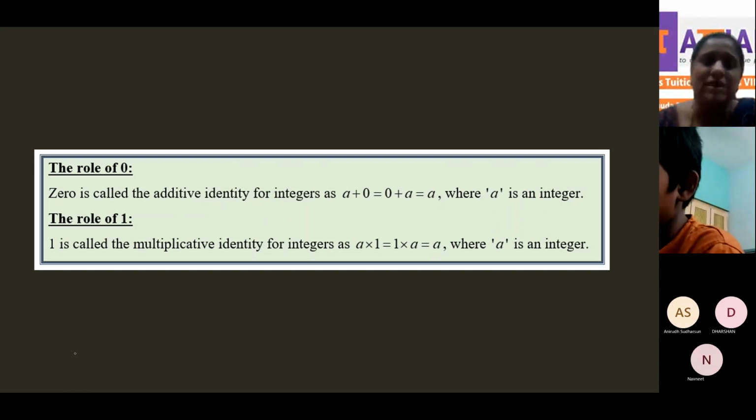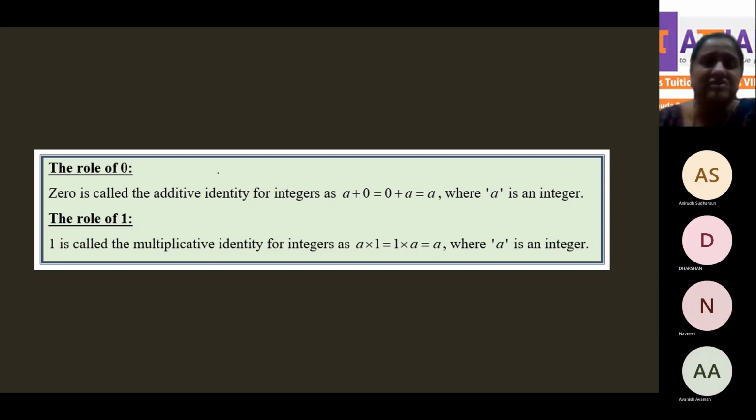So when will you get the same answer? Supposing you take an integer like 5. When will you get 5 itself as the answer? If you add 0 to it, you will get the same, identical answer. That is why 0 is called the additive. Why additive? Because when you add. Why identity? Because you're getting the same identical answer. Why identical? Because 5, 5, same answer. That's why 0 is called the additive identity for integers.